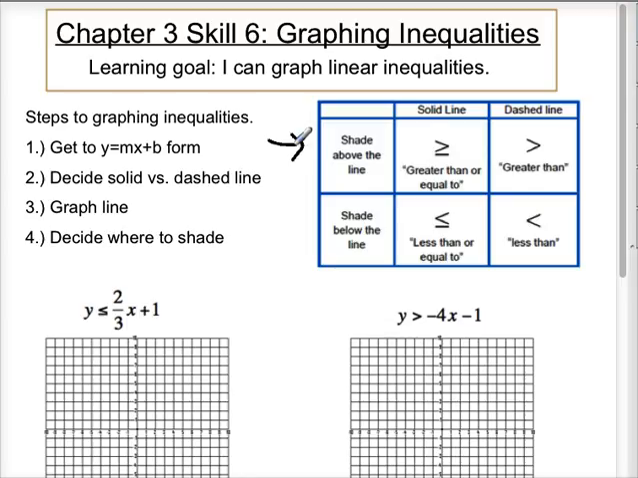One of the first things you have to determine is whether you're using a solid line or a dashed line. You use a solid line whenever it has the "or equal to" piece. So wherever you have less than or equal to, greater than or equal to, having that bar there means solid line. If it doesn't have that, if it's strictly greater than or strictly less than, then you use a dashed line. And in terms of shading below or above, that ends up being pretty self-explanatory. If you're greater than, you shade above. If you have the less than symbol, you shade below.